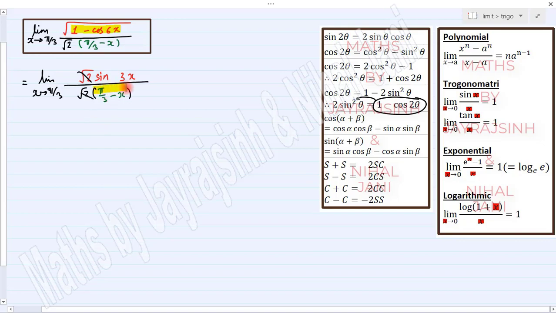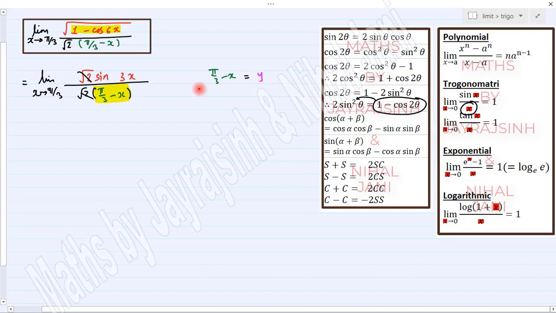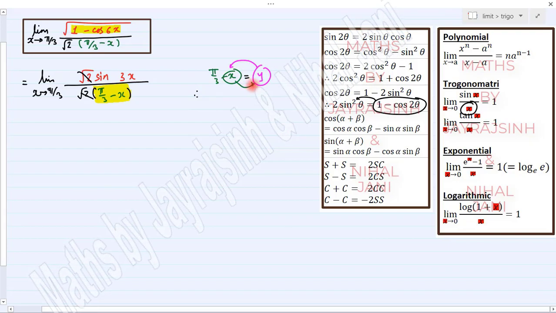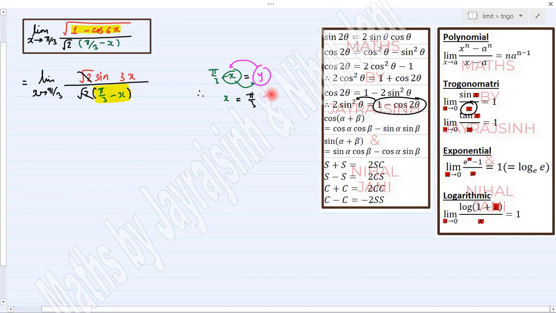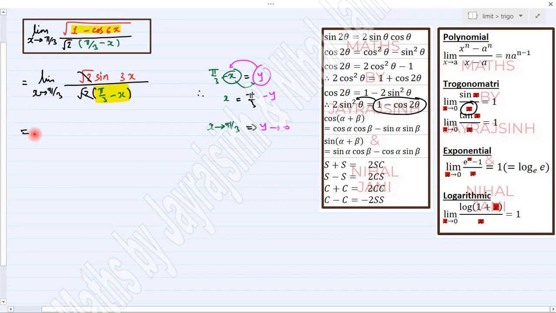Now we have to deal with this pi by 3 minus x. We know that in standard form we need one single variable in denominator. So let's assume pi by 3 minus x, which is your denominator, is equal to y. Therefore, if we interchange the positions, we will get x is equal to pi by 3 minus y. And if x tends to pi by 3, then we can say your y will tend to 0. So we are ready to modify our question.